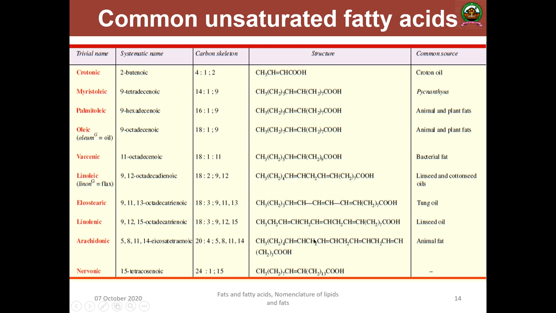Another example is arachidonic acid, with a total of 20 carbon atoms and 4 double bonds, starting from the 5th position, then the 8th, 11th, and 14th positions. Like that, you will be able to see the structure. This is the way the common unsaturated fatty acids are named, the nomenclature is given.